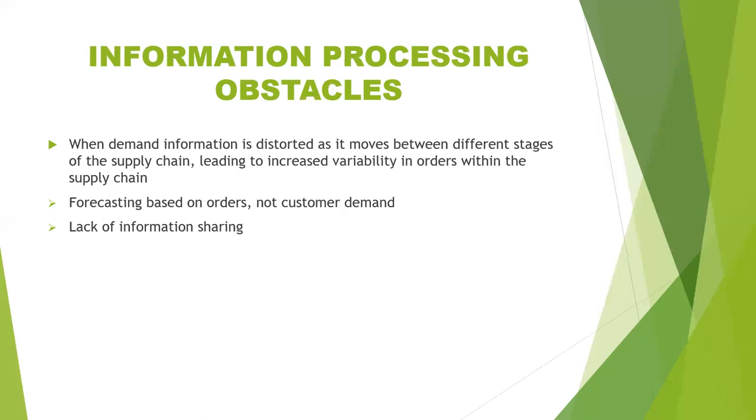The next obstacle is information processing obstacles. This happens when demand information is distorted as it moves between different stages of the supply chain, leading to increased variability in orders within the supply chain. This is because the forecasting is based on the orders and not on the customer demand, and this is because of lack of information sharing.